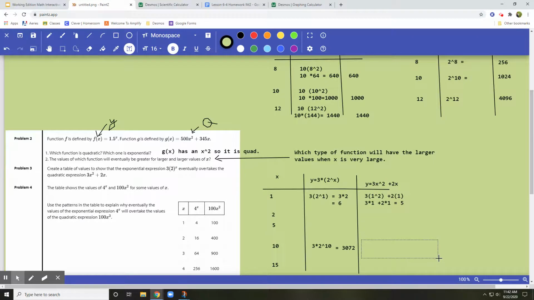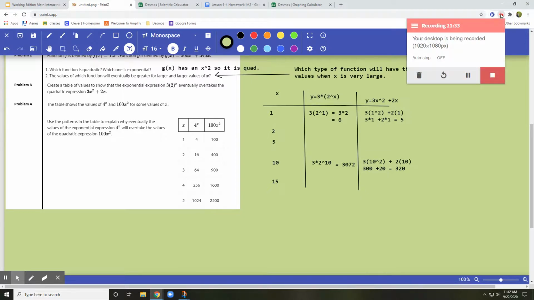And then let's see what this one is. So 3 times 10 squared plus 2 times 10. So that's 10 times 10 is 100, so that's 300 plus 20, so 320. What we can see is that this is quite a bit smaller than this one.